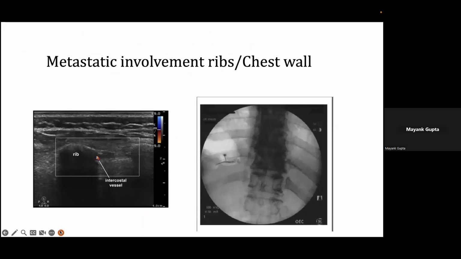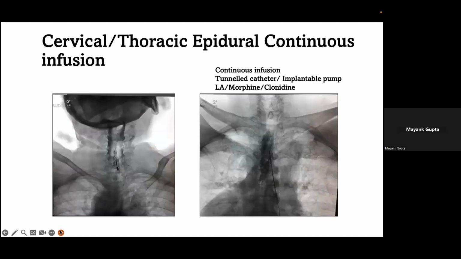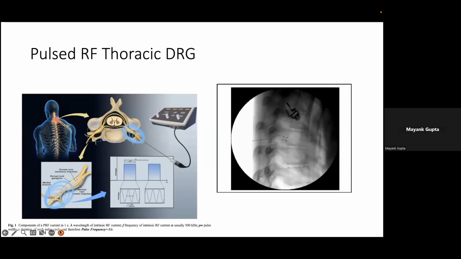You can do it blind. You can do it ultrasound guided. You can do it fluoroscopic guided. The disadvantages are that you might have to do 2 or 3 intercostal nerve blocks, and there is always a risk of pneumothorax. We, as anesthesiologists, are all aware of the paravertebral block, which is now coming into the management of cancer pain as well. We can go for a thoracic epidural and put in a catheter, but these interventions are not very frequent for management of cancer pain.